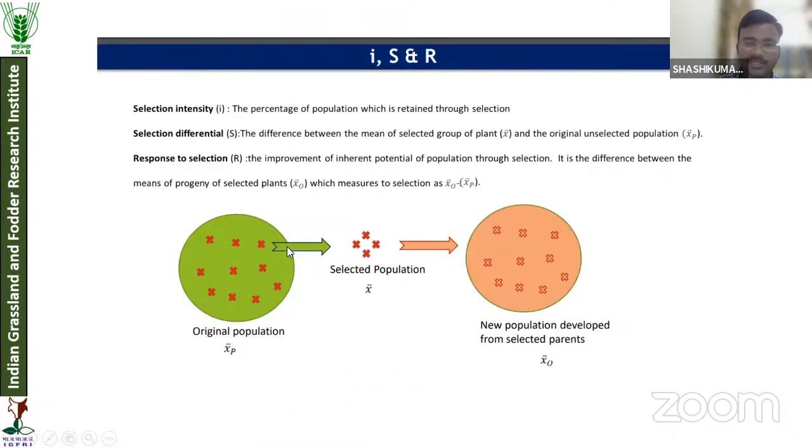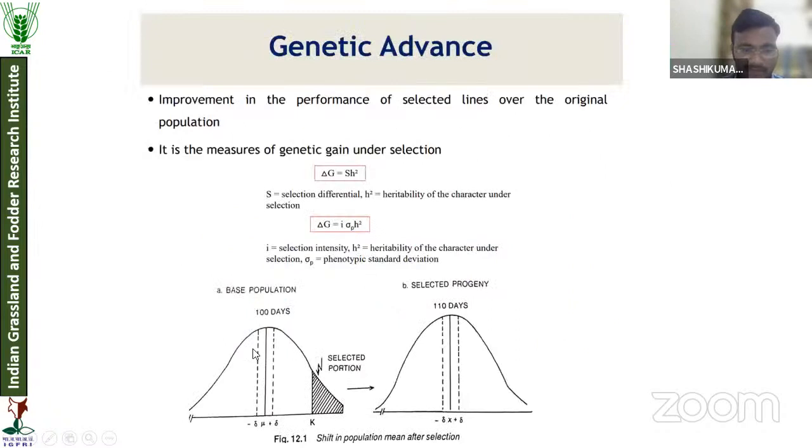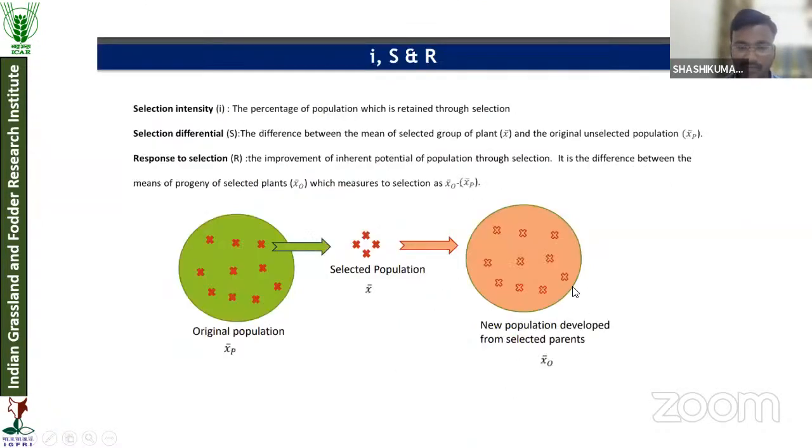Response to selection is nothing but the improvement of the inherited potential of the population through selection. It is the difference between the mean of the progeny of the selected plants and the original population. What it means is, you select some plants from here, then you grow their progeny and identify their mean value. This is selected, this is the original population, and this is the new population developed from the selected parents. The difference between these two is called response to selection.